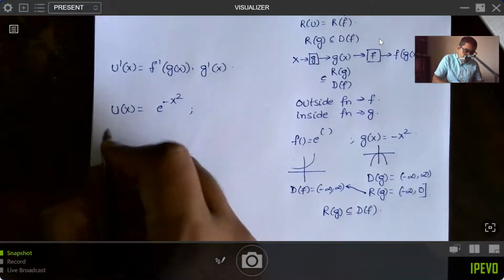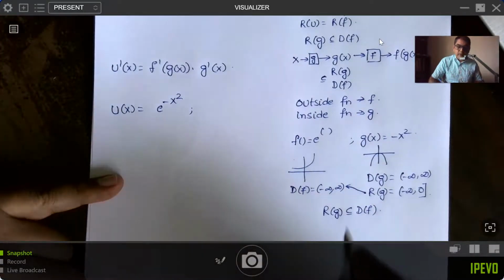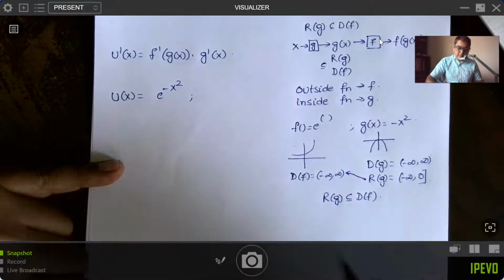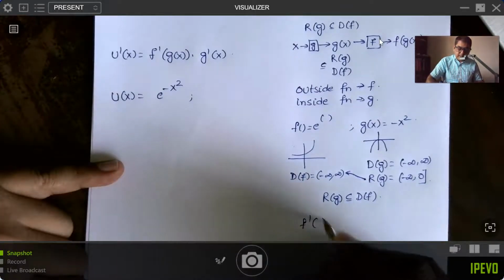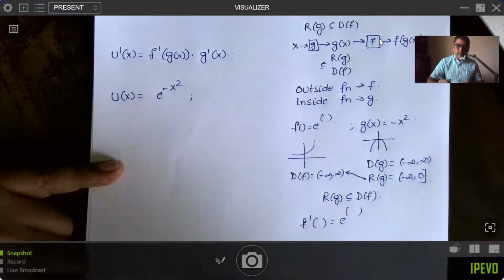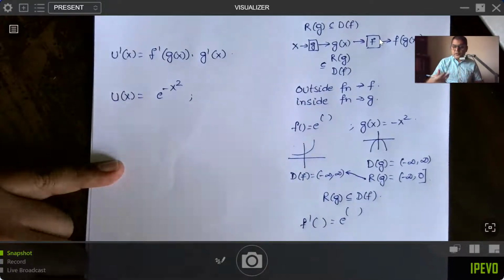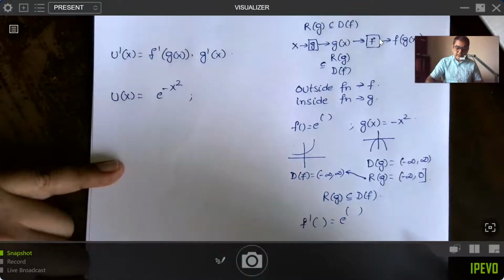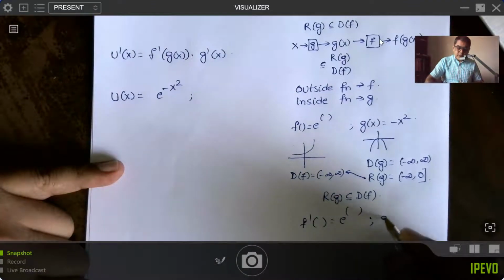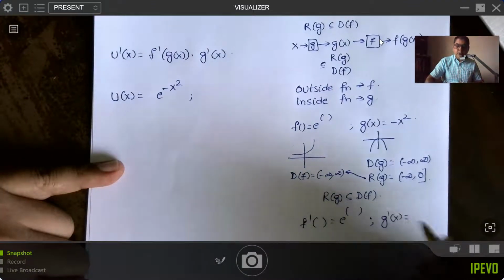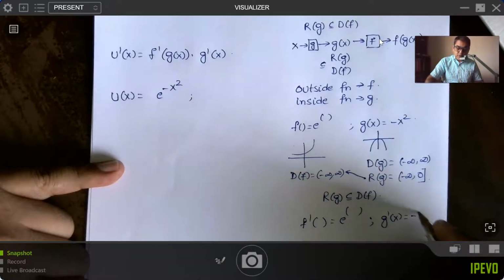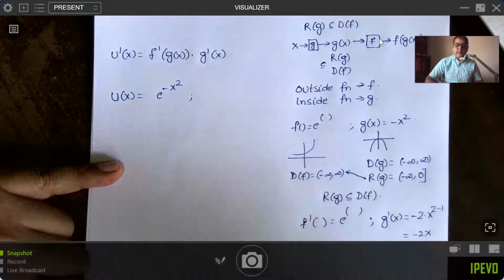So using the chain rule, what do we get? We want to find the derivative of outside evaluated at inside. So the derivative of outside, f prime, is going to be the derivative of the exponential function, which is the exponential function itself. We know that from our previous classes. And for the derivative of the inside function, we're going to use the power rule of differentiation. So you get negative 2 times x to the 2 minus 1, which is going to be negative 2x itself.